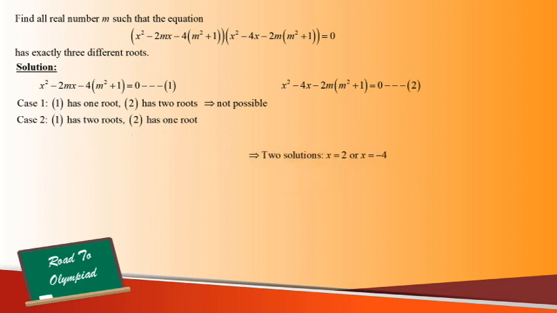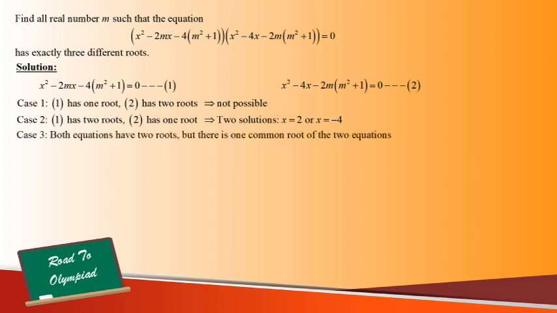So does it mean that there's no real number m that satisfies the equation? Not really. There's another case to consider. Case 3. Both equations have 2 roots, but there is one common root of the two equations. For this case, we assume that k is the common root. Then we can substitute k into both equations and we get equation 3 and equation 4.